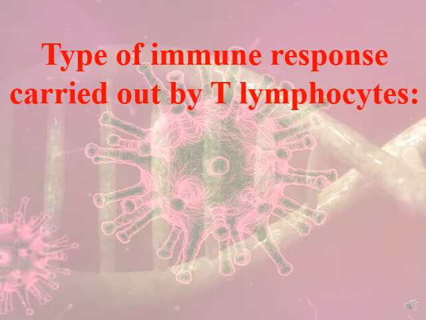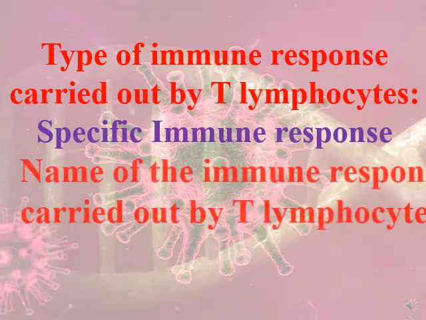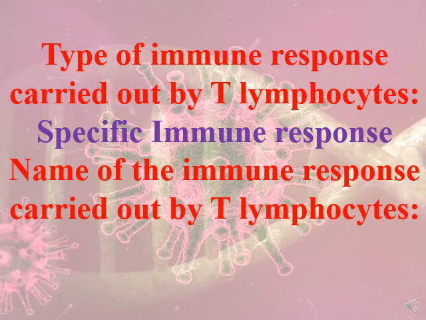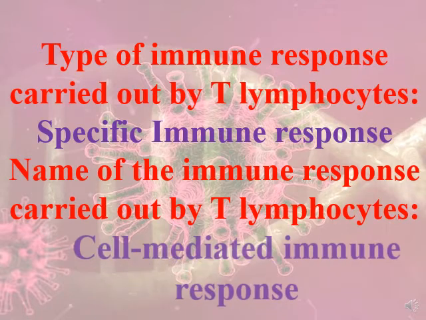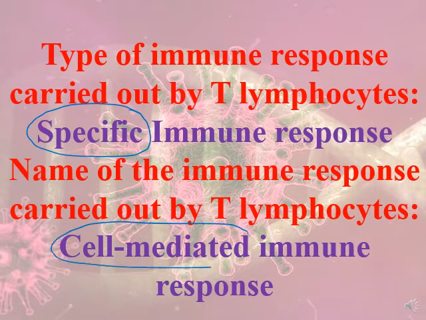Type of immune response carried out by T lymphocytes. The immune response carried out by T lymphocytes is a specific immune response, while its name is specific cell-mediated immune response. So the immune response carried out by T lymphocytes is always specific, because it depends on the identity of the intruder, while its name is cell-mediated. We can put them together: specific cell-mediated immune response.